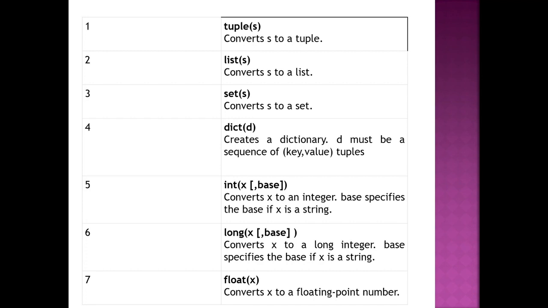Type conversion is very simple in Python. Whatever data type we want to convert to, we simply mention that data type, and what we are trying to convert, either a variable or something else, should be enclosed within round brackets. So if I am trying to convert an integer variable x into a long, I have to give long of x comma base. The base is int because x belongs to the integer type. So type conversion is very simple.